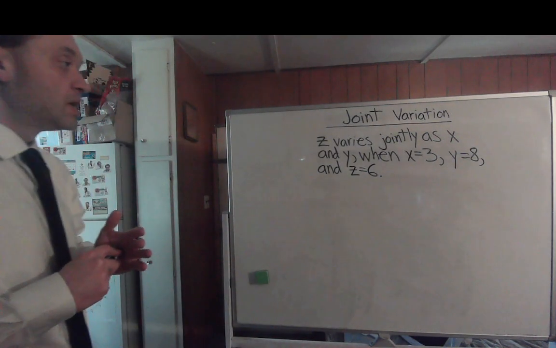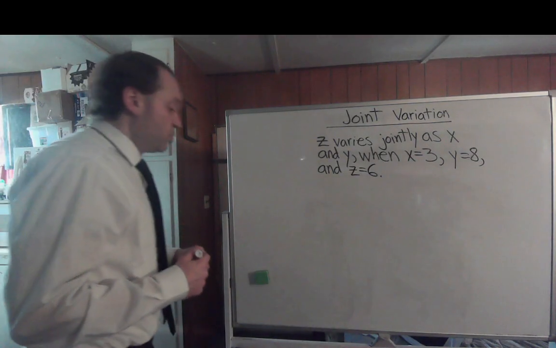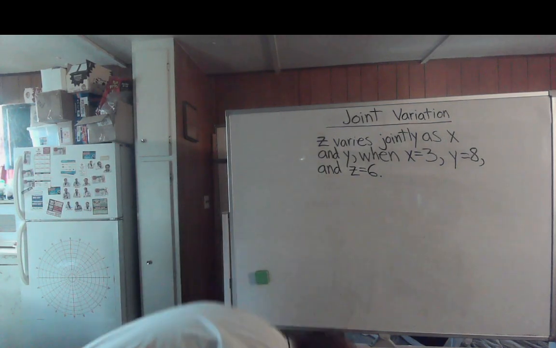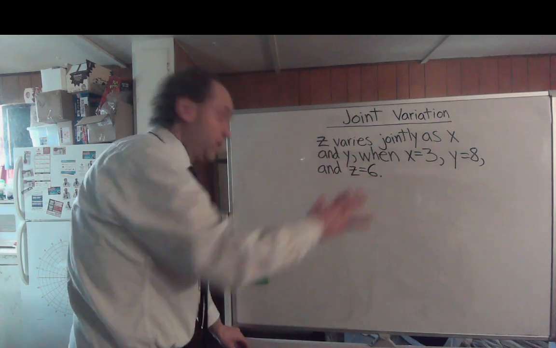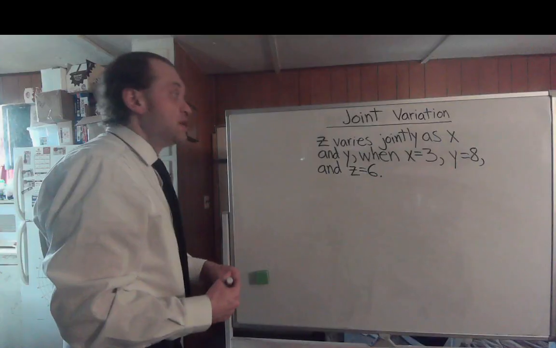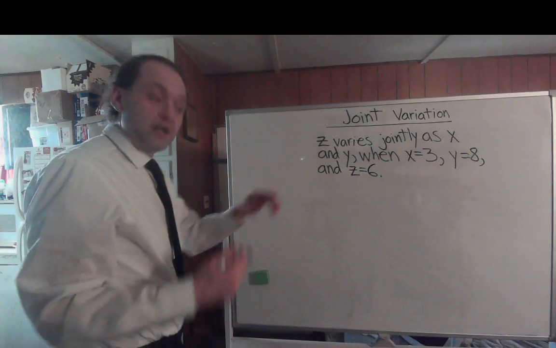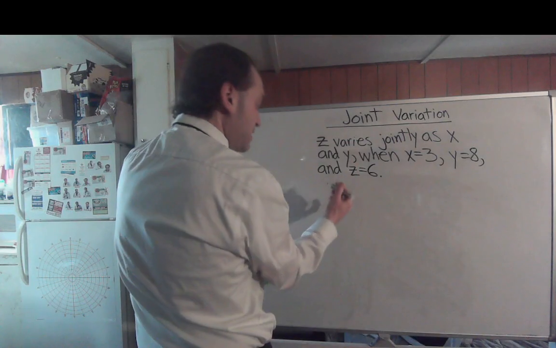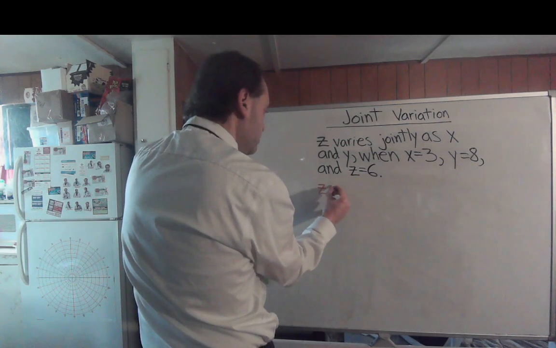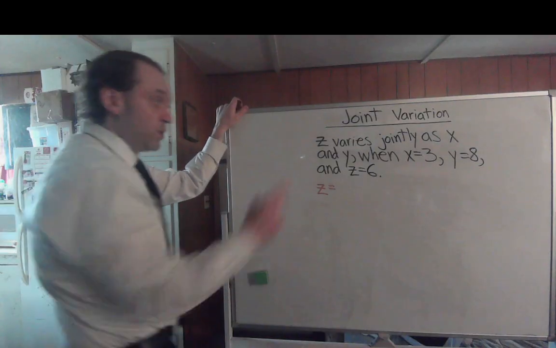So Z varies jointly as X and Y when X equals 3, Y equals 8, and Z equals 6. Well, again, you want to set up your equation here. Now, it just says it varies jointly as these variables. So that means this is multiple variable direct variation. So Z varies, that means you're going to have Z equals jointly as X.